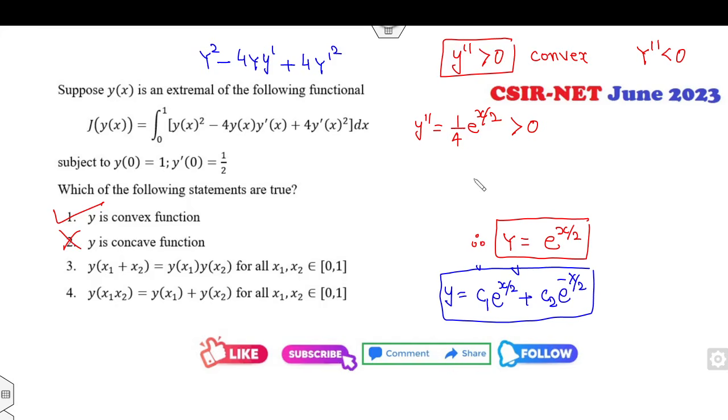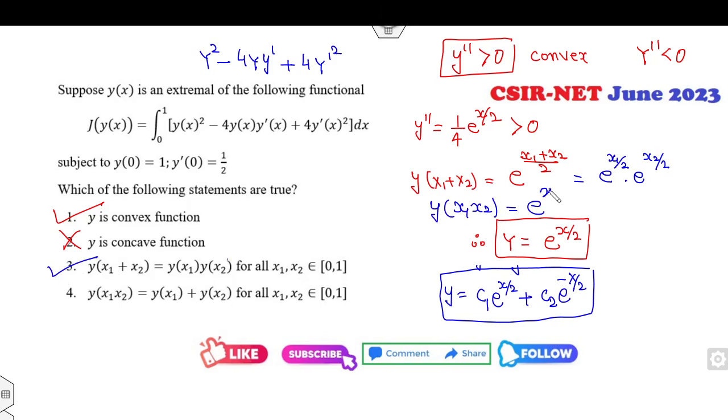Y of x1 plus x2. What is the value? It is e raised to power x1 plus x2 over 2. I can write this as e raised to x1 over 2 into e raised to x2 over 2. This is y of x1 into y of x2. This is e raised to power x1 plus x2 over 2, which is not equal to y of x1 plus y of x2. So the right options are A and C, my correct answer for this problem.